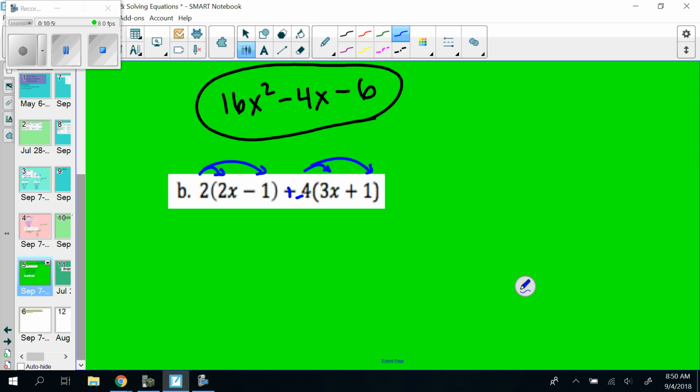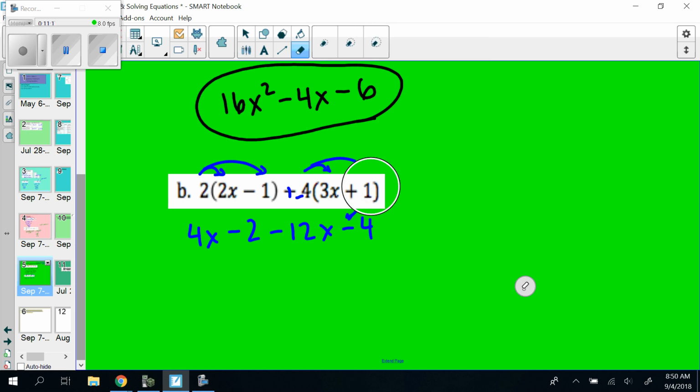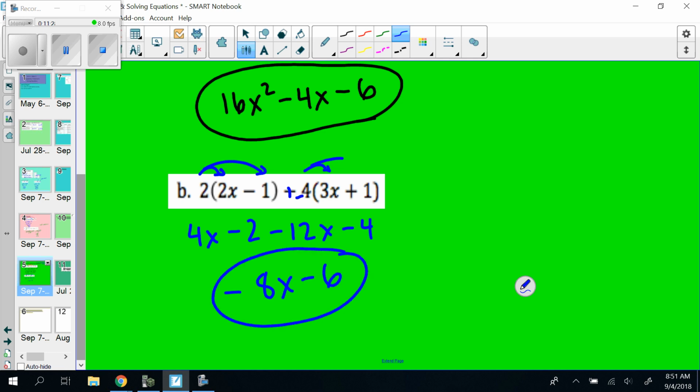So distributing, we get 4x minus 2. Here we're distributing a negative 4, so negative 4 times 3 is negative 12x, and then negative 4 times 1 is negative 4. And it's this negative sign that not everyone gets, and sometimes they get this problem wrong. Okay, we want to make sure you guys know how to do that. So now do the last step of combining like terms, and we get negative 8x. Negative 2 minus 4 is minus 6. So that would be the simplified expression there.